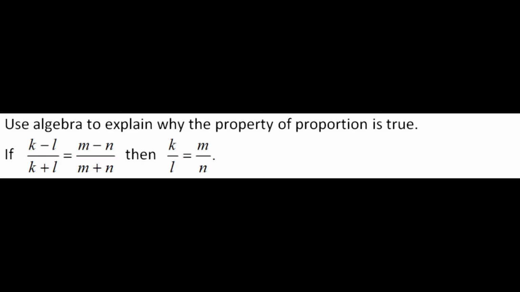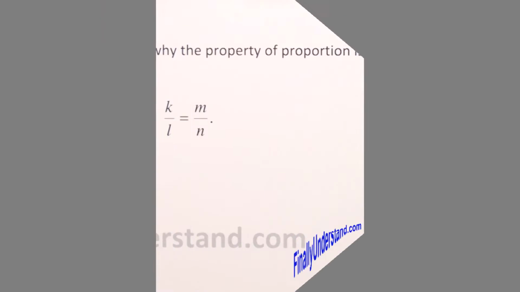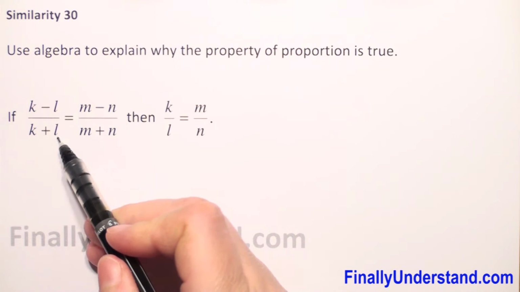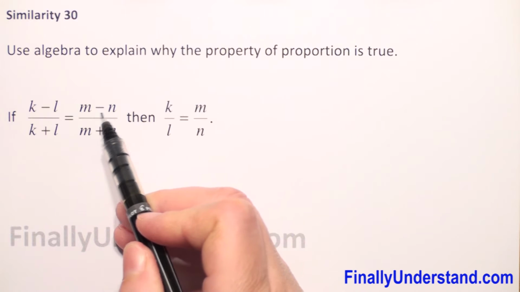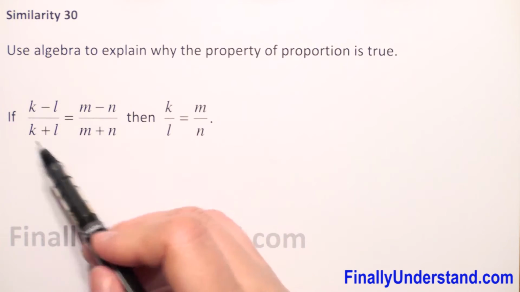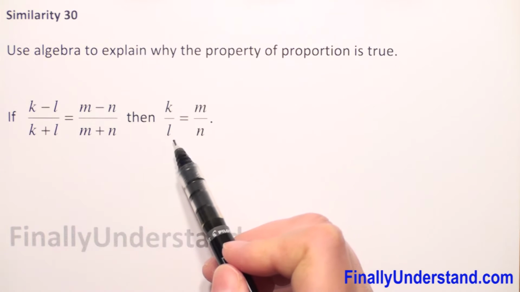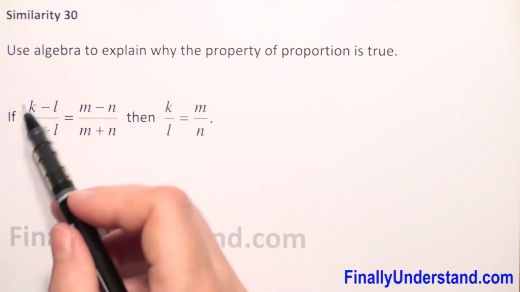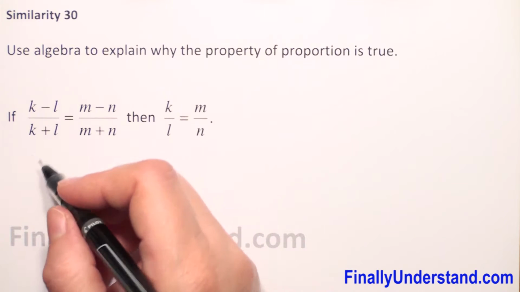We have to use algebra to explain why the property of proportion is true. So we have that (k − l)/(k + l) is equal to (m − n)/(m + n). If this is true, then k/l is equal to m/n. So let's start from this proportion.